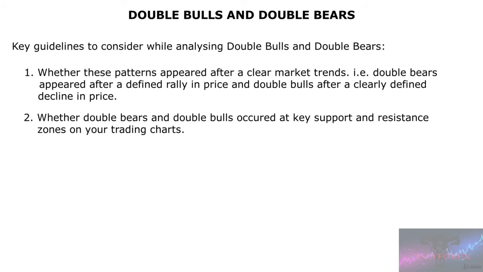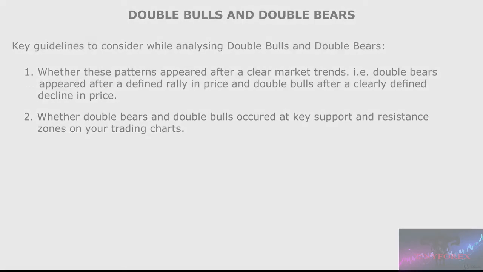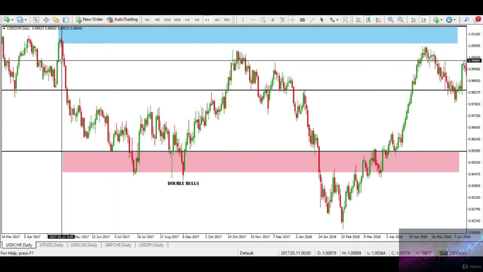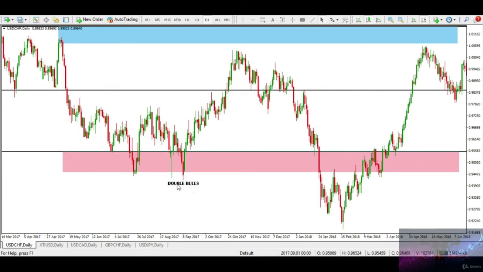Now let's understand these patterns using real examples. In the first example, we are looking at US dollar and Swiss franc forex pair to study the double bulls pattern. According to the guidelines we studied, you can see that the market was in a clear downtrend. And then the market posts a double bull formation. Notice here that double bulls do not relate to any of the previous candlestick patterns we have studied in this course. While the first candle signaled a possible trend reversal, the second candle confirmed it with a higher close.